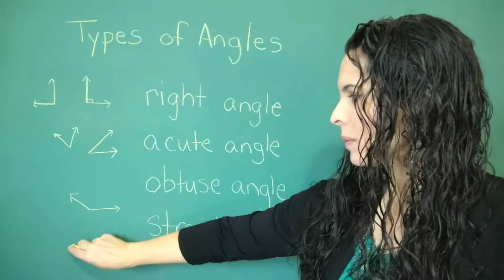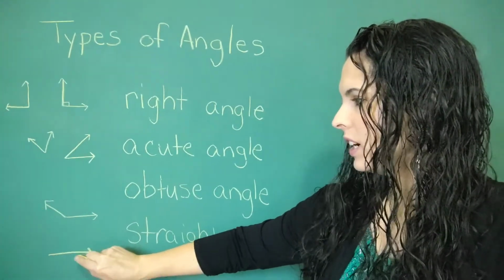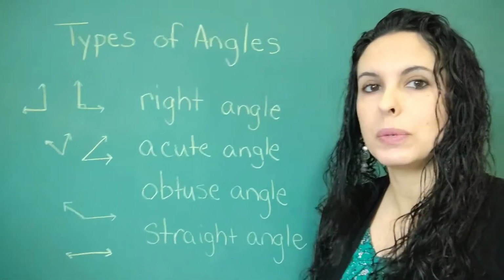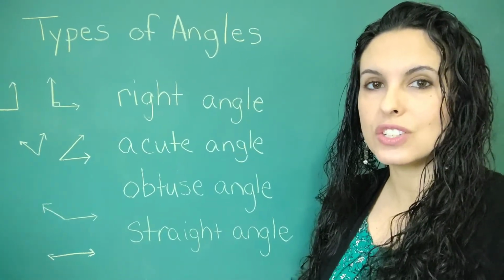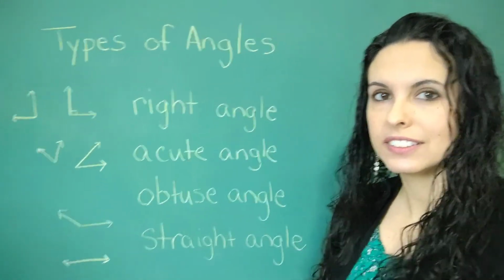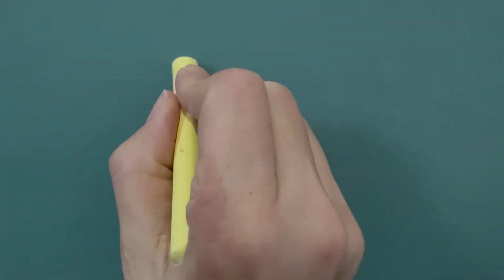The last one we're going to talk about is a straight angle. Guess what? That's just a line. Okay, that would be 180 degrees. It'd be flat. So a straight angle is just a line. Okay, let's practice.